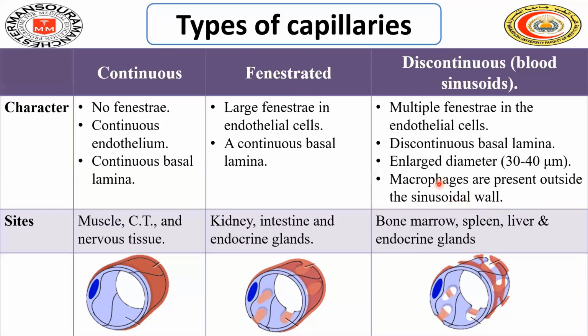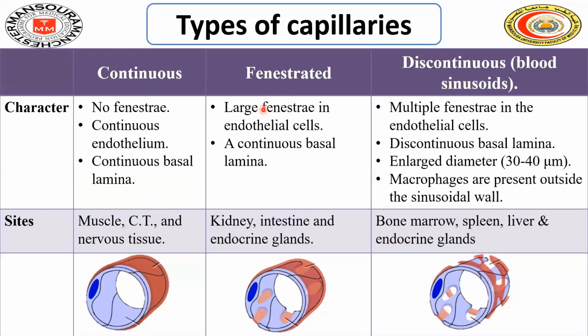Let's know some examples or sites. Where can I find the continuous type in the body? Where can I find the fenestrated type? And where can I find the blood sinusoid? Regarding the continuous type, it could be found in the muscle tissue, connective tissue vessels, and nervous tissue vessels. So the capillaries of the nervous tissue are continuous type, capillaries of the muscles are continuous type, and the capillaries present in the connective tissue are continuous type.